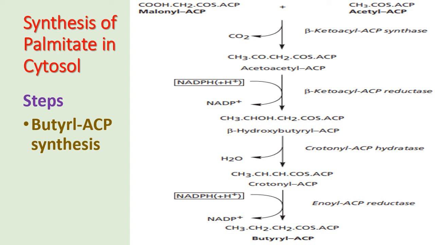So overall there is a production of 3 intermediates during the production of butyryl ACP, and there is a requirement of 4 enzymes, 2 reductases, 1 synthase and 1 hydratase, and there is also a requirement of 2 NADPH for this complete production of this 4-carbon butyryl ACP by the combining of malonyl ACP and acetyl ACP.